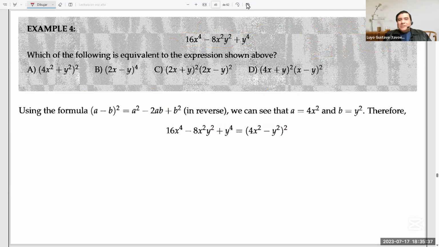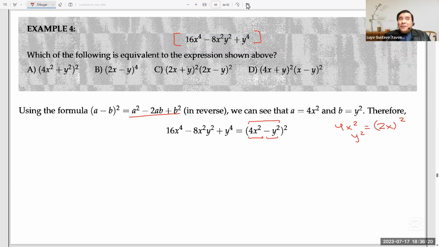So if we use this idea, consider this as a match to this trinomial, then we can identify that this is the square of this expression, 4x squared minus y squared. The square of this binomial is the trinomial above. But now, we can proceed further. Why? Because this binomial here is at the same time a difference of two squares. 4x squared is the square of 2x, while y squared is obviously the square of y.